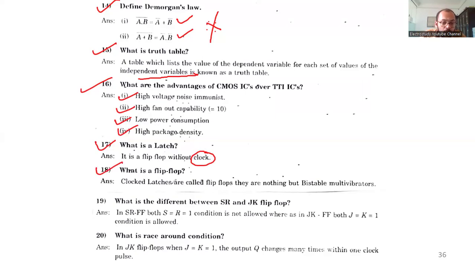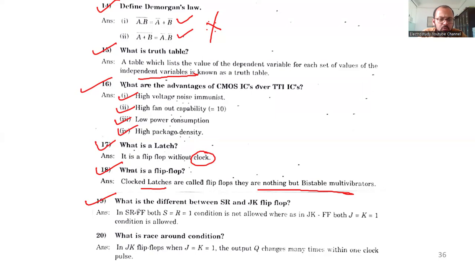What is the meaning of flip-flop? Clocked latches are called flip-flops. They are nothing but bistable multivibrators. You might have done the experiment on bistable multivibrator and monostable multivibrator. Correct. So a flip-flop is basically a bistable multivibrator. There are different varieties of flip-flop, like D flip-flop, T flip-flop, SR flip-flop, JK flip-flop.